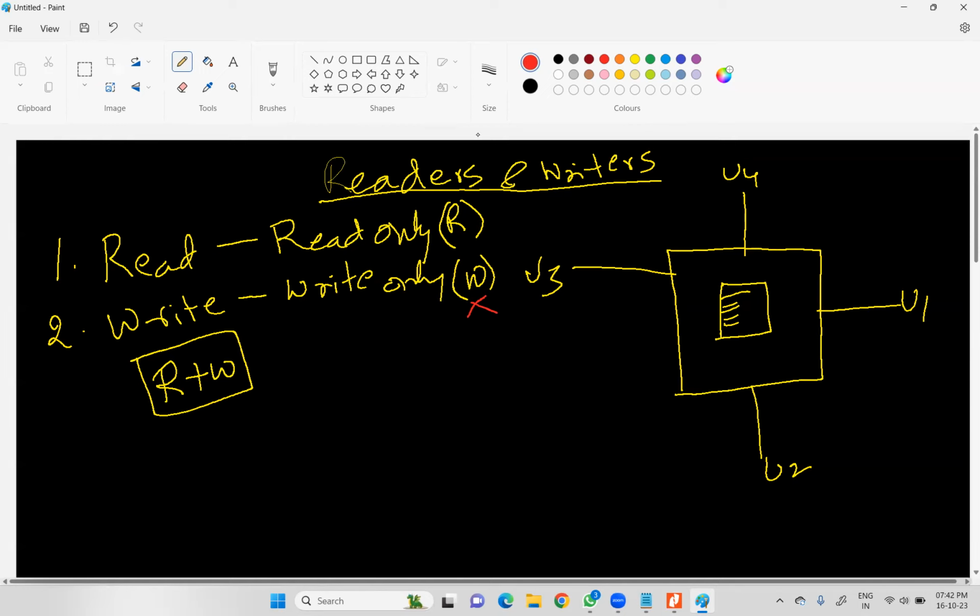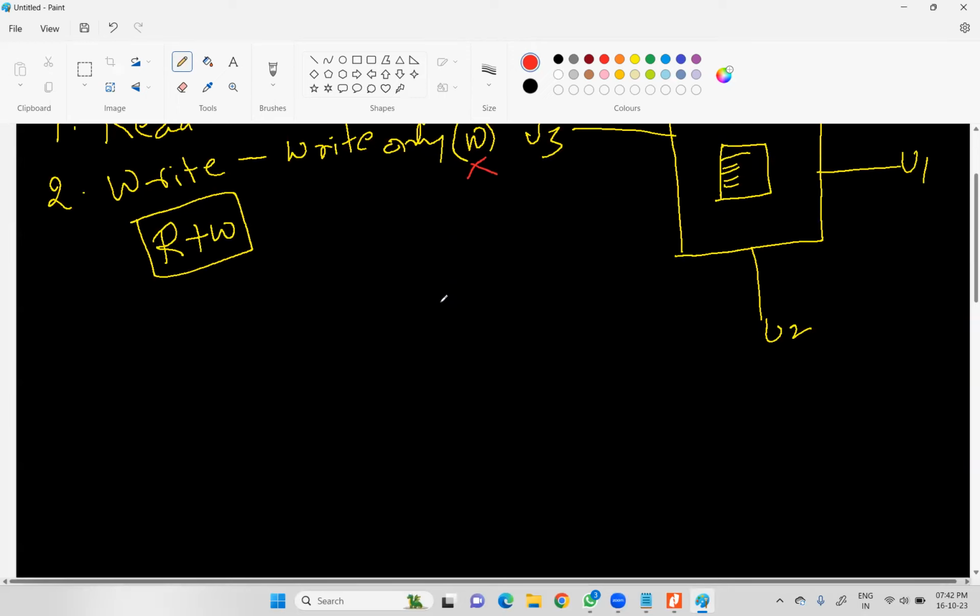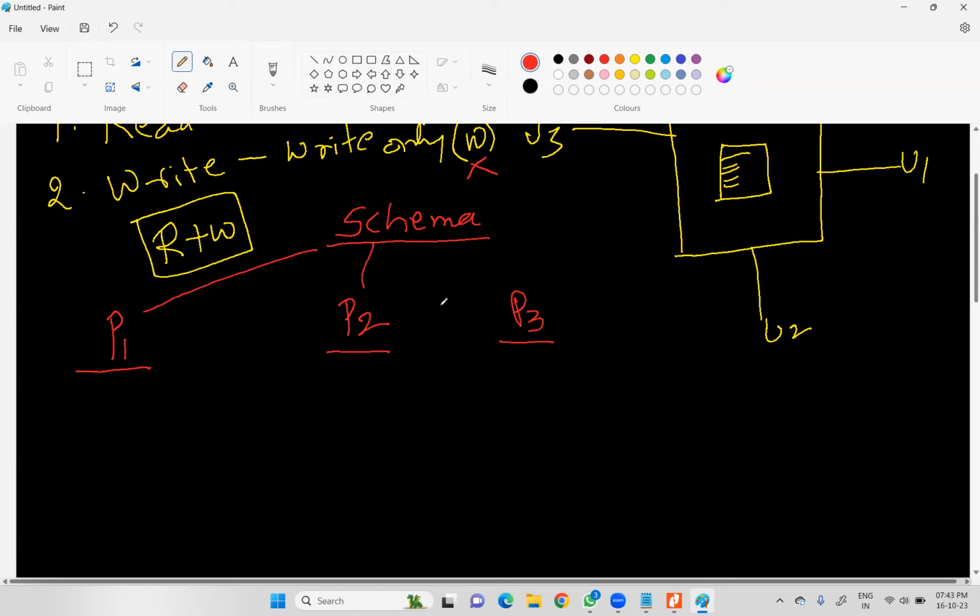Now there are certain operations where I'd like to use the word conflict. Say a process P1 is trying to do some kind of operation, and this is only an example, not exactly the operating system point of view. Process P2 is trying to do some operation, and process P3 as well. Let me say the database is the schema, the database accessed by process P1, process P2, and process P3.